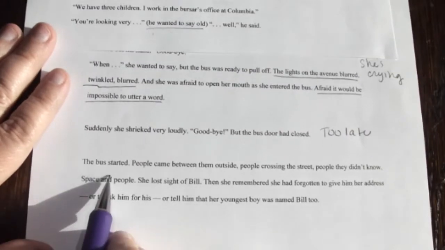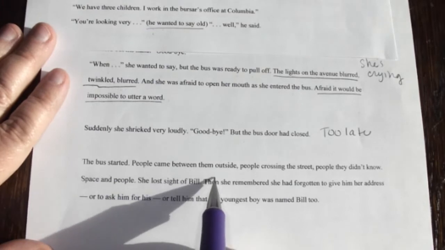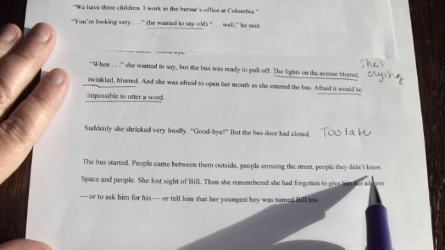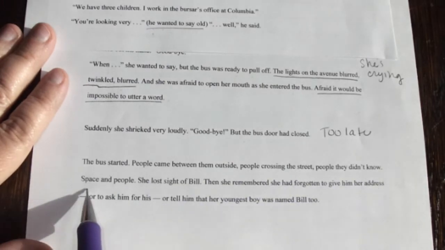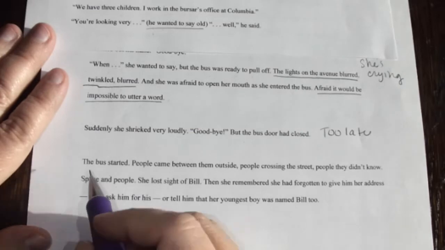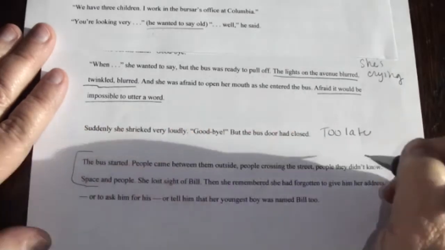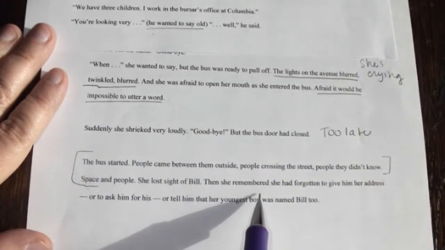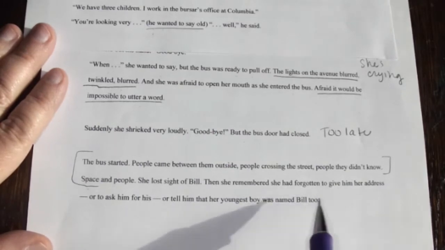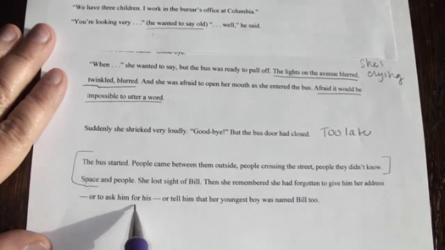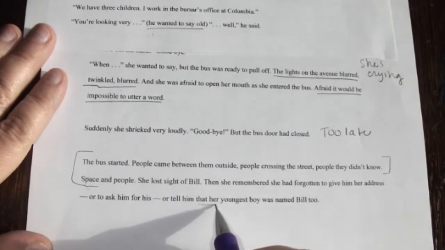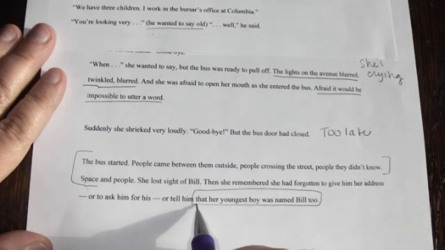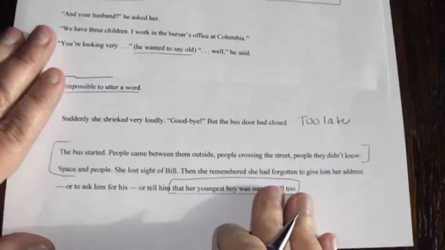"The bus started. People came between them, outside. People crossing the street. People they didn't know." Space and people. So again, this part right here. "She lost sight of Bill. Then she remembered she had forgotten to give him her address, or ask him for his, or tell him that her youngest boy was named Bill, too." So what do we know about Mary?